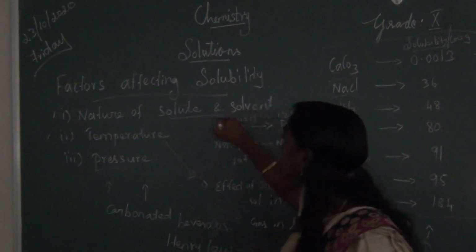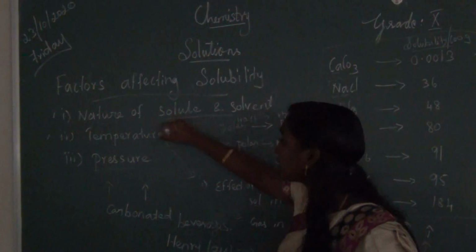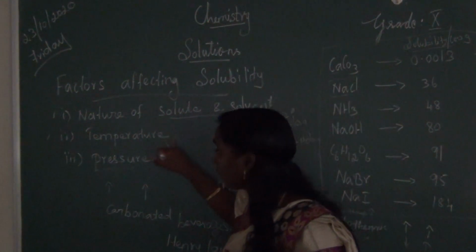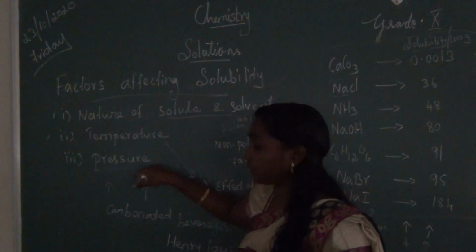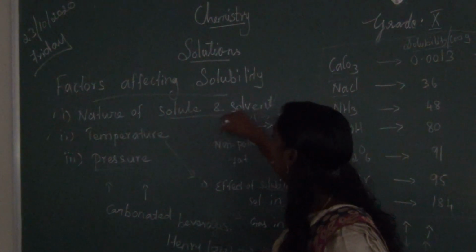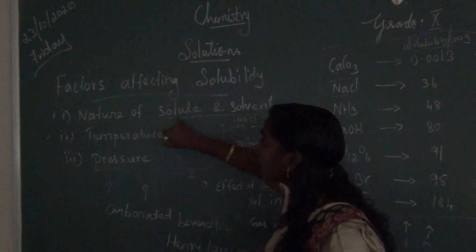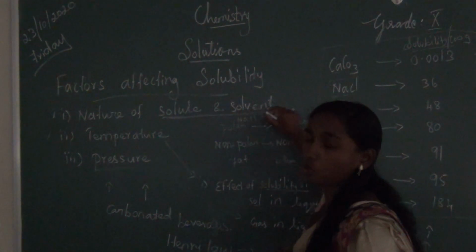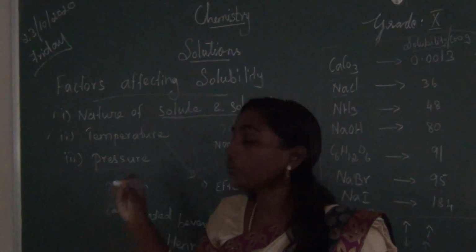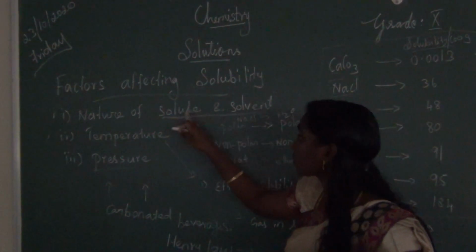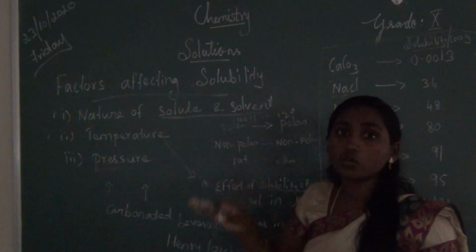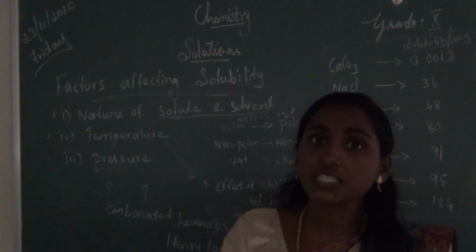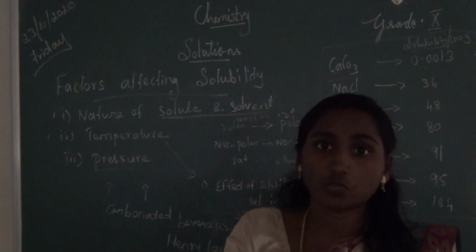Nature of solute and solvent is the first factor. The second factor is temperature. The third factor is pressure. Under nature of solute and solvent, the first point is that solute and solvent play an important role in solubility. Water does not dissolve everything, right? It can dissolve some compounds only.